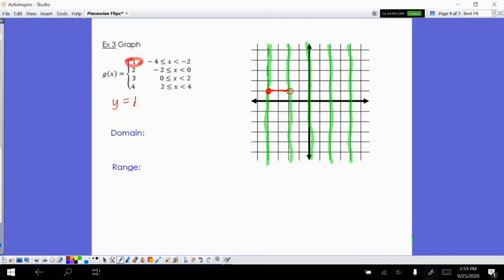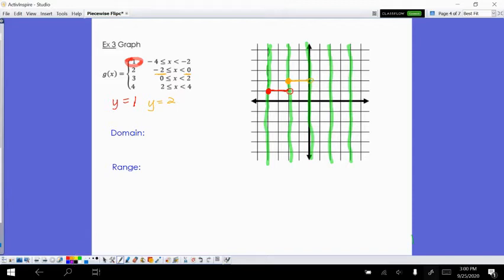The next graph that we see is like saying y equals 2, and it goes between -2 and 0. So y equals 2 is a straight line. At -2, there's an equal sign, so we do the closed circle. And over here, an open circle because 0 is not included, no equal sign.